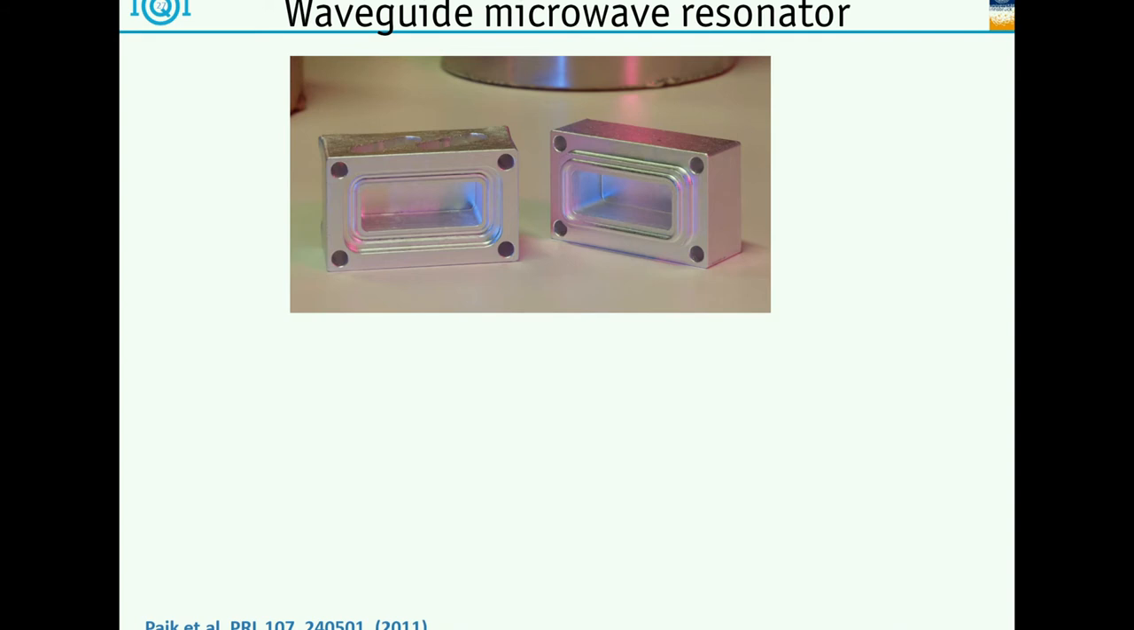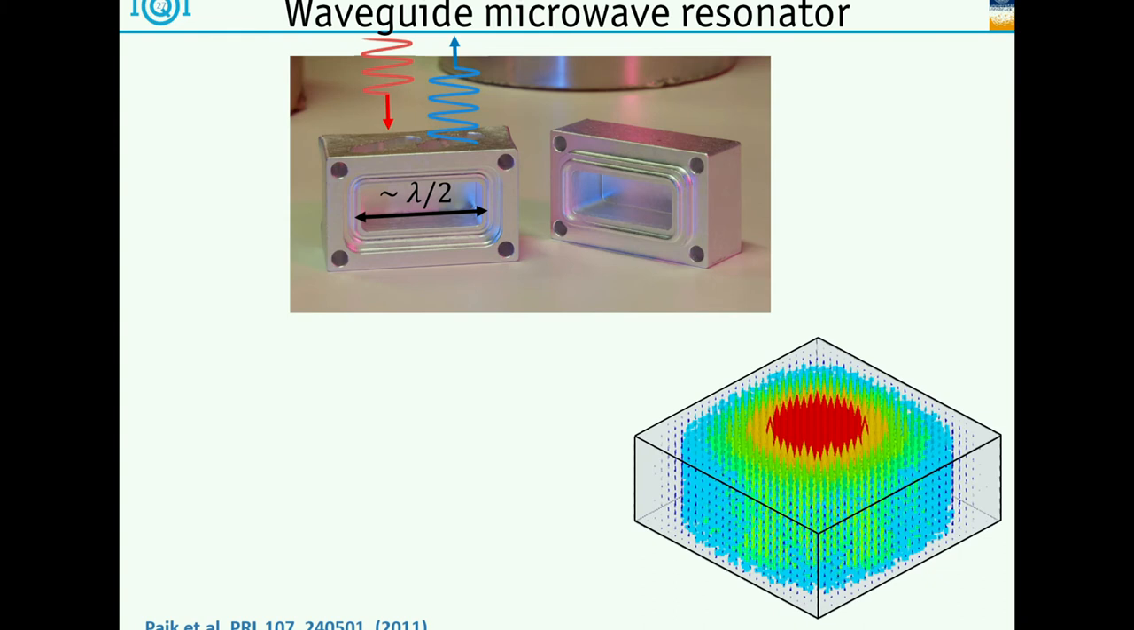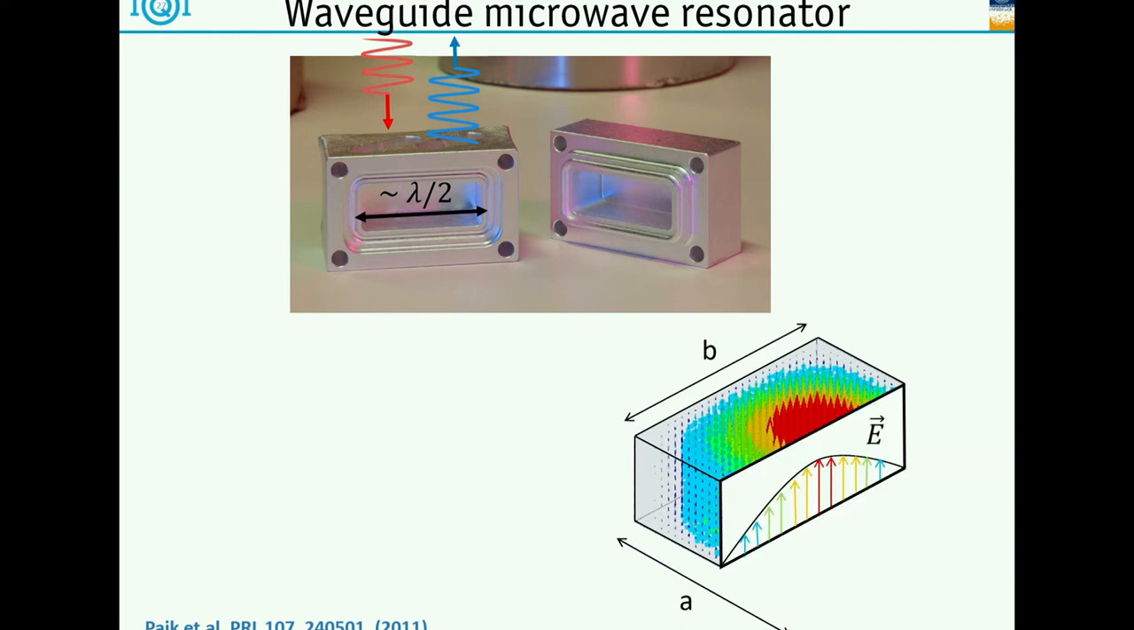Another variant of a resonator is, let's make a box out of a superconductor. Well, I don't necessarily need to use a superconductor. It will just improve my quality factors. So here, this is just a three-dimensional box, a so-called waveguide microwave resonator. And in this box, I just have to fulfill Maxwell's boundary conditions. If you look at the fundamental mode of this resonator, it looks something like this. I have an electric field maximum in the middle. The electric field goes to zero on the side, and it points upward.